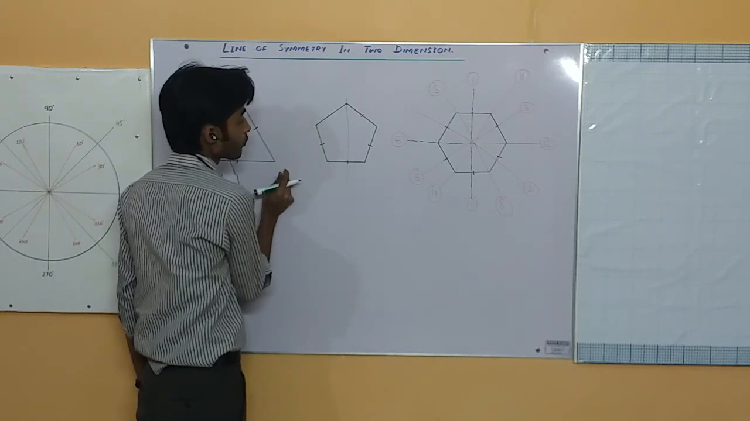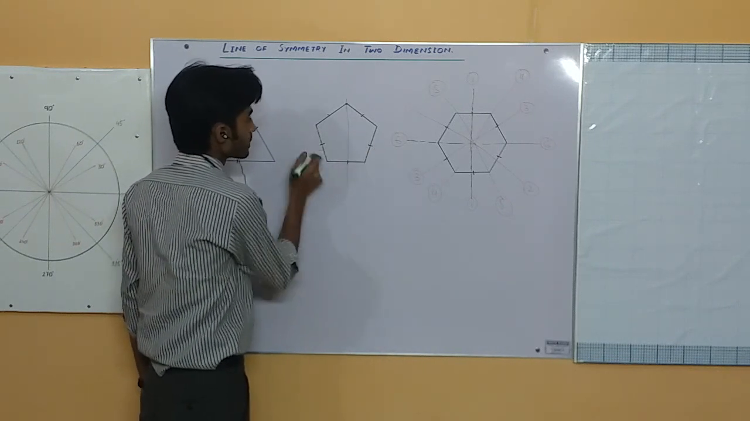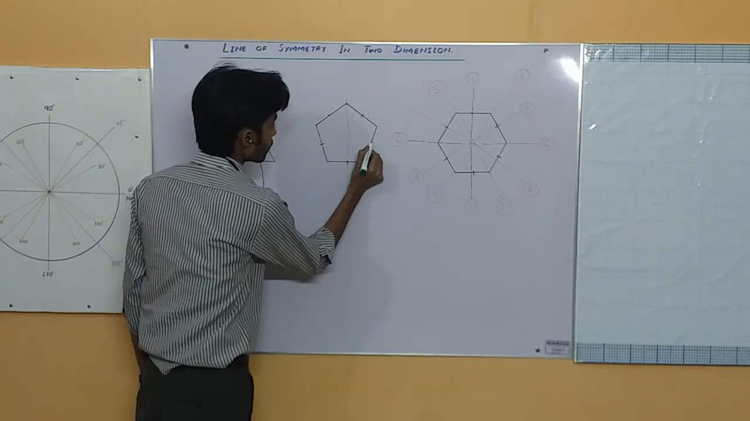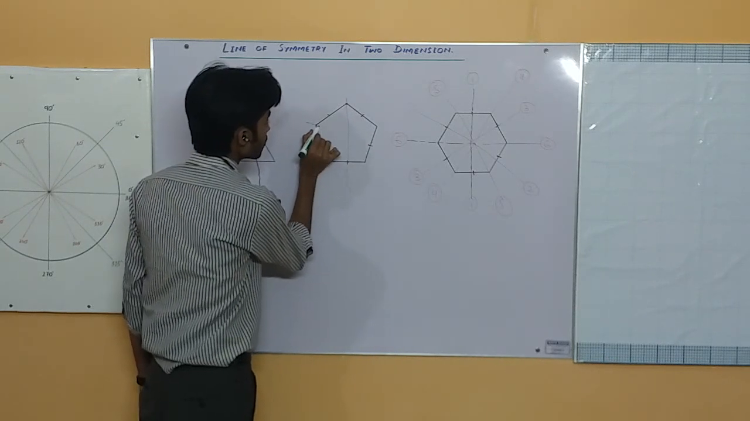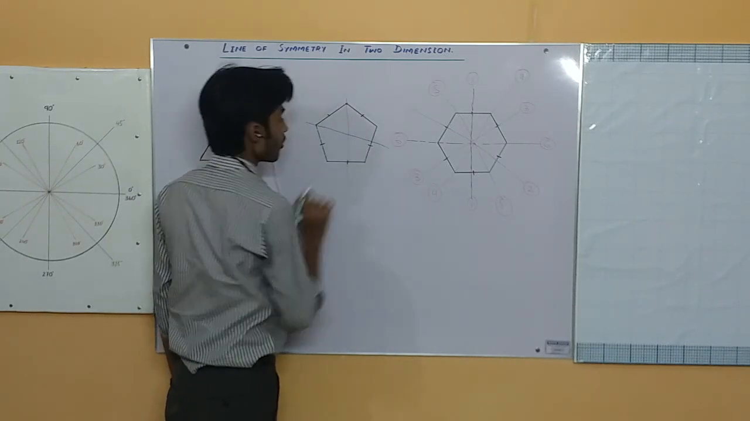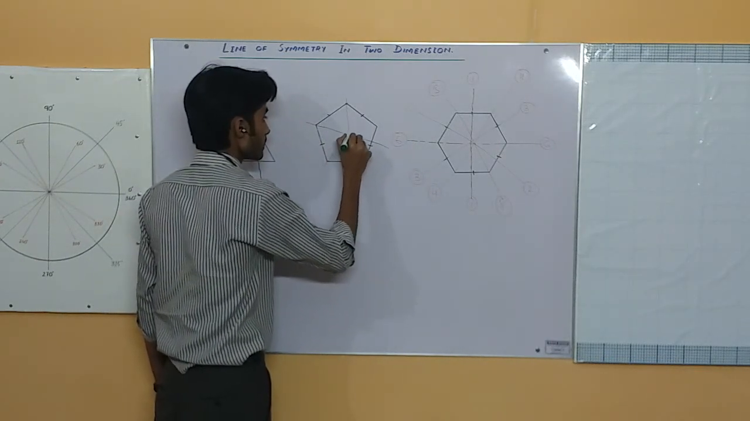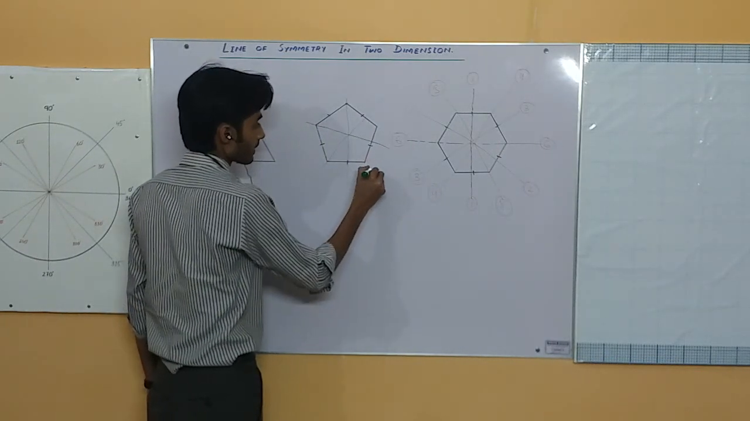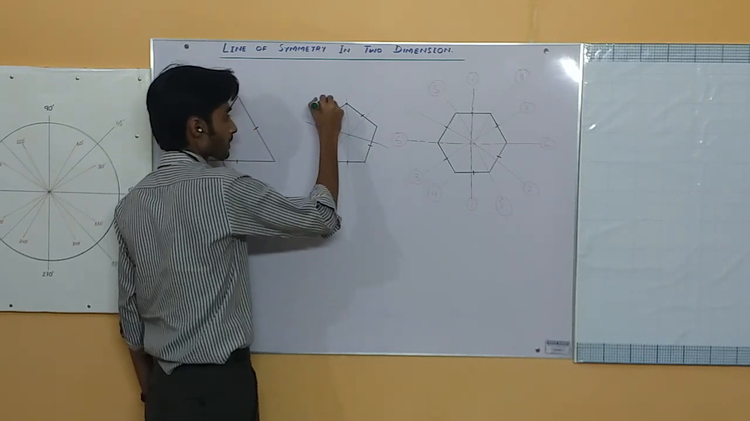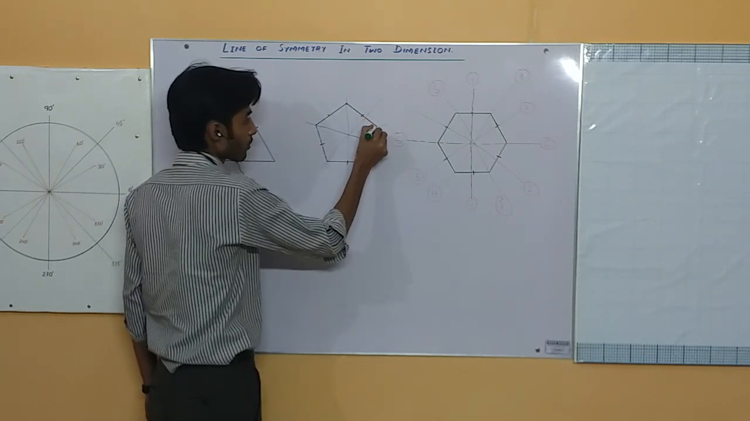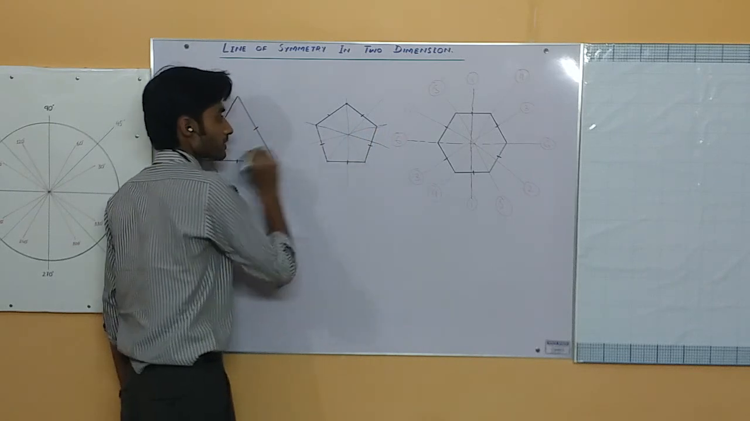Then this is the other vertex. What is the opposite side to this? This one. So from this vertex to the midpoint of the opposite side. Then from here to here, this is going to be something like this, and this one, and last of all, this.